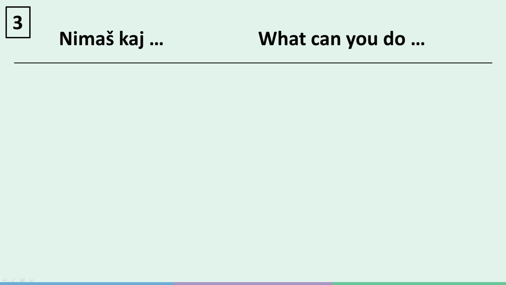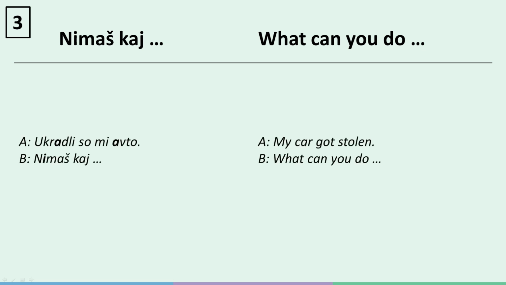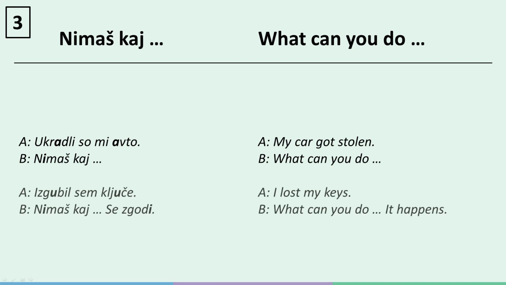Nimaš kaj means there's nothing you can do or what can you do. For example, ukradli so mi avto. Nimaš kaj. My car got stolen. What can you do? Izgubil sem ključe. Nimaš kaj. Se zgodi. I lost my keys. What can you do? It happens.